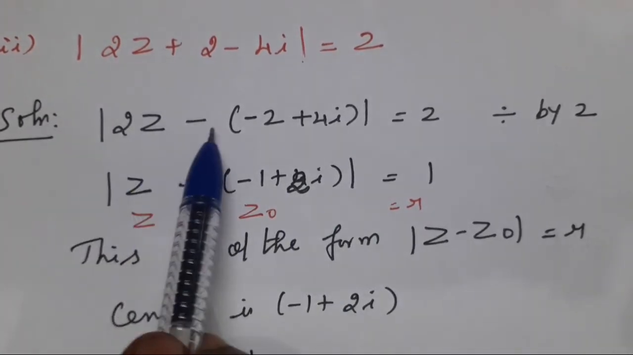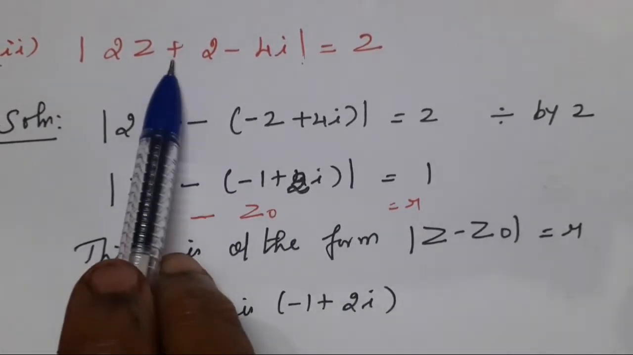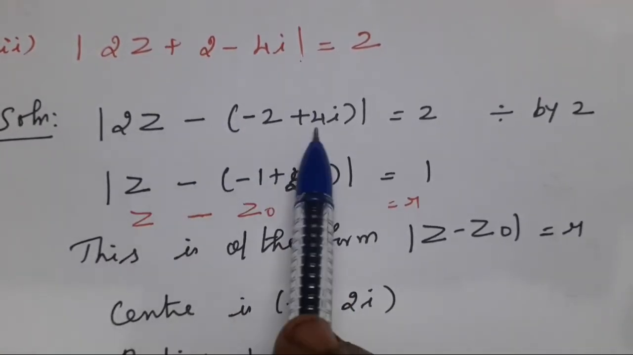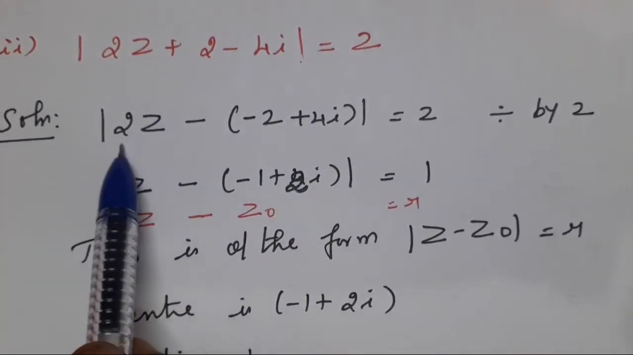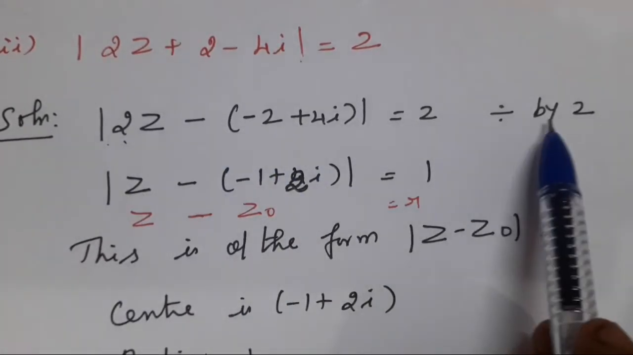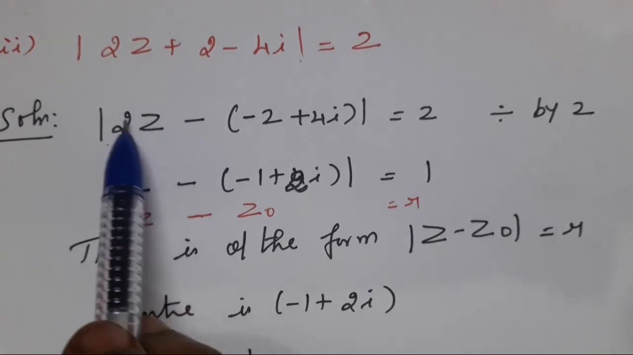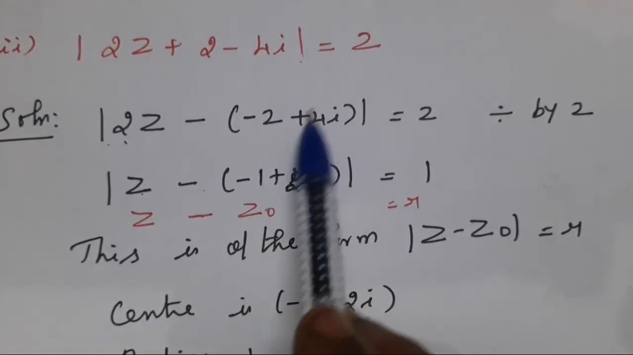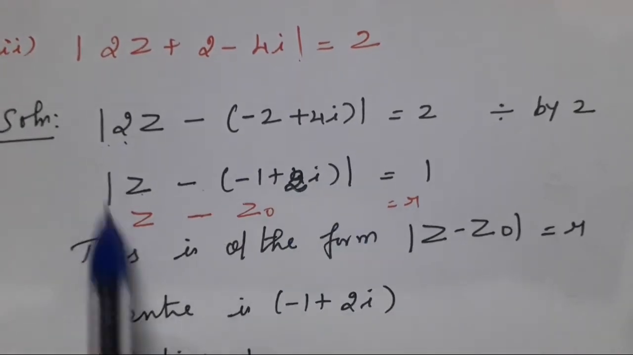We write it in the modulus value: modulus of 2 times, if we take minus outside, plus 2 becomes minus 2, minus 4i becomes plus 4i. Put it in the bracket, z minus, equal to 2. But instead of z, we have one more 2 in the front. So divide the whole equation by 2. If we divide by 2, 2z becomes z, minus 2 becomes minus 1, plus 4i becomes 2i. That is, modulus value equals 1.